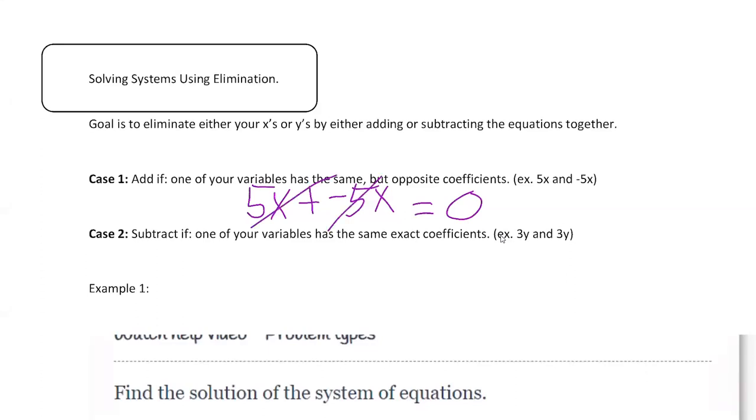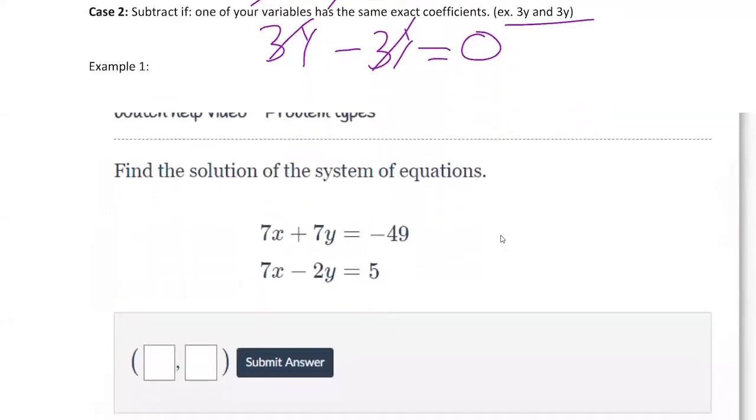Case 2 is if one of your variables has the same exact coefficients, and you're going to subtract if this is the case. Because let's say you had the same coefficients. If you subtract 3y minus 3y, they cancel out. Because remember, when we're doing elimination, our goal is to get rid of or eliminate one of our variables. So let's see how this works in a problem, and see how to solve it completely.